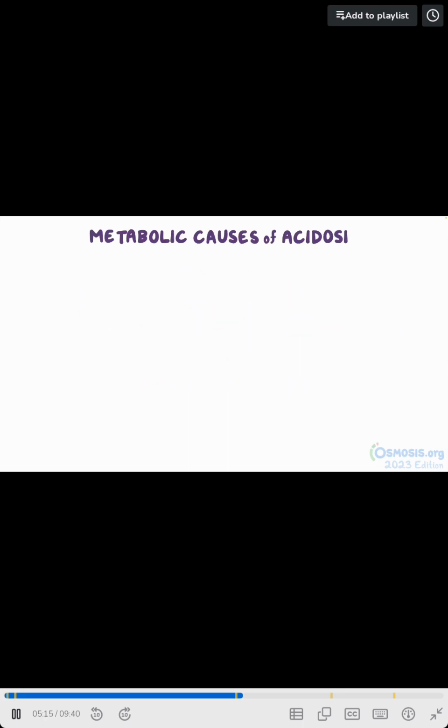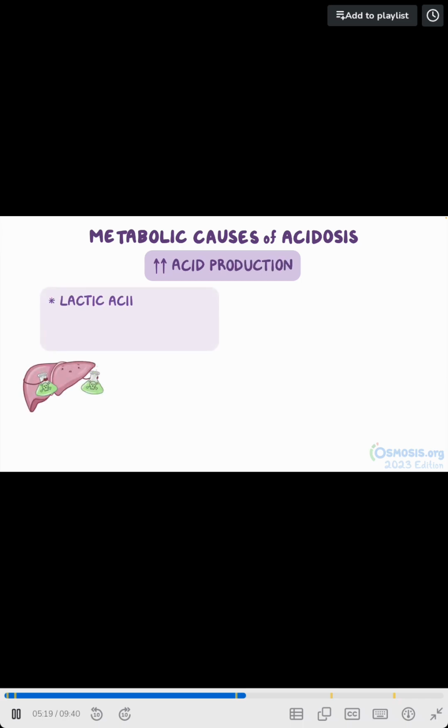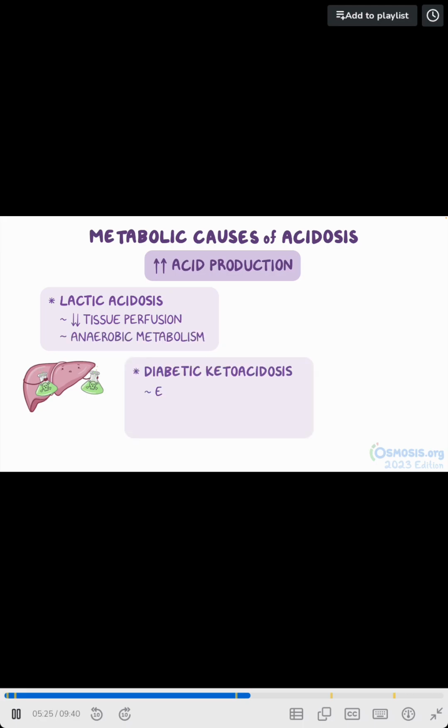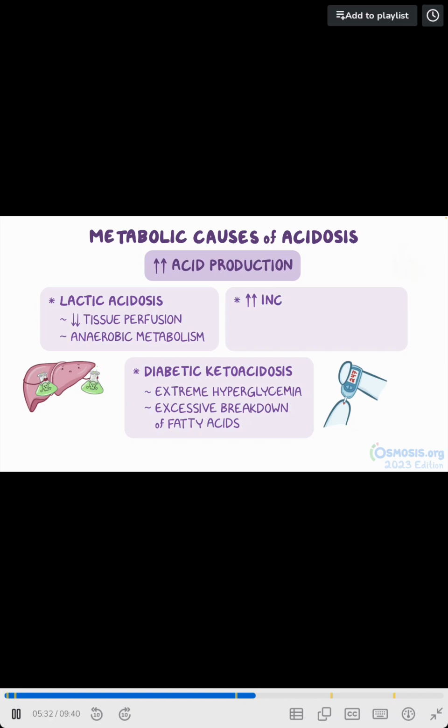Metabolic causes of acidosis can be the result of increased acid production, like with lactic acidosis, which is caused by decreased tissue perfusion and anaerobic metabolism, diabetic ketoacidosis, which involves extreme hyperglycemia and an excessive breakdown of fatty acids in people with diabetes, or increased ingestion of acids, like methanol, salicylates, or ethylene glycol.